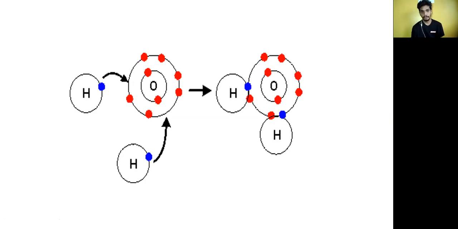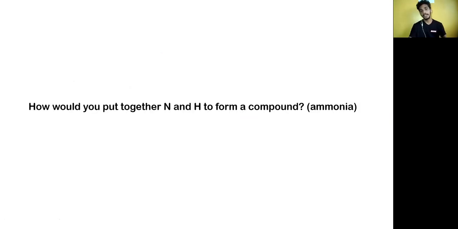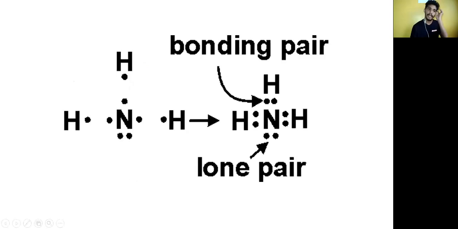Now, let's move further. How would you put together nitrogen and hydrogen to form a compound? Yes, we are going to talk about ammonia, that is NH3. So how can you put that? The bonding pairs: three hydrogens are there and one nitrogen is there, so this is a representation of that. You are going to bond, but nitrogen has one lone pair of electrons. In the case of oxygen, there are two lone pairs.